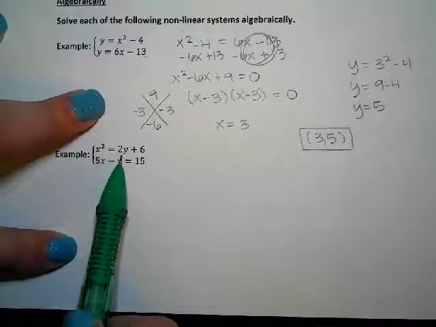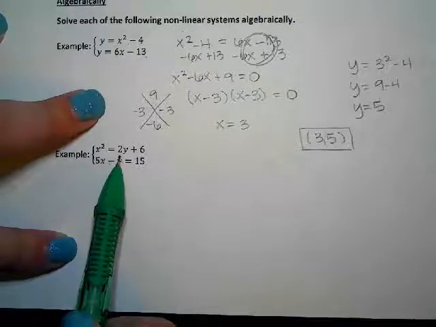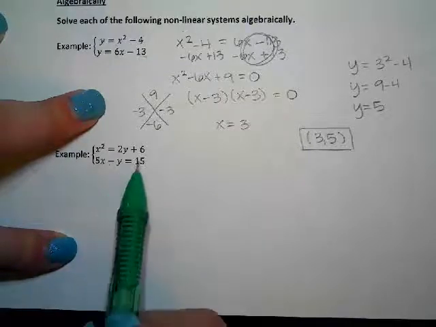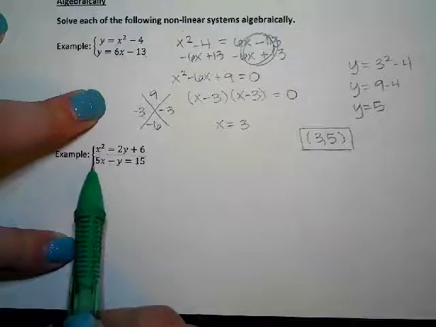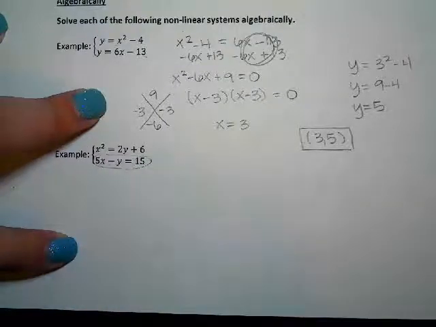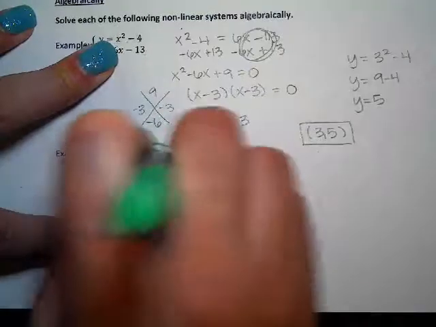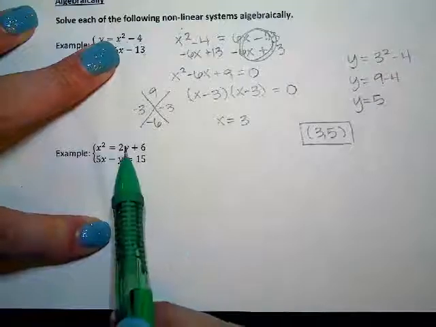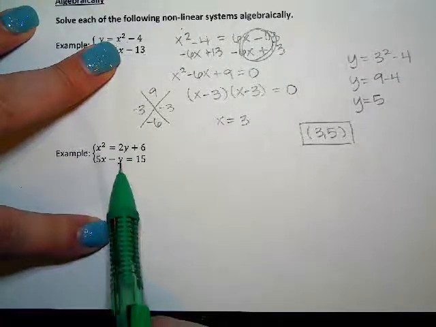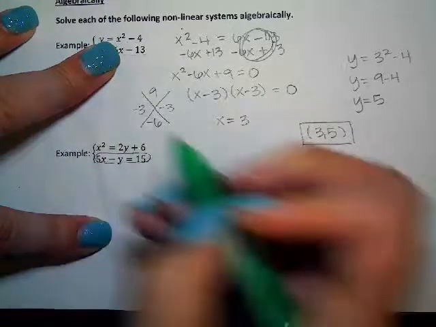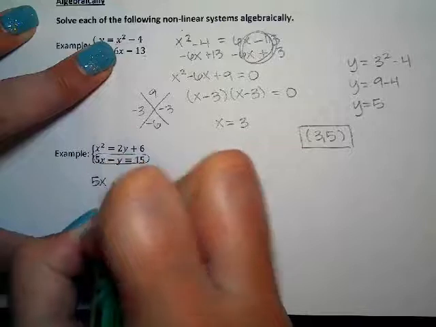Okay. So typically the y that we isolate is going to be in the linear. It actually doesn't really matter. You can isolate whichever y is easier to isolate. So which y would you guys like to get alone? Do you want to get this y alone? Or do you want to get this y alone? The bottom y? Okay. So we got 5x minus y equals 15. How are we going to get that y alone?